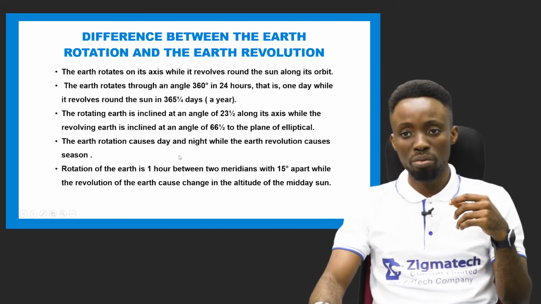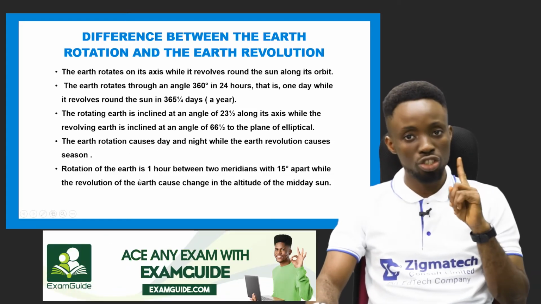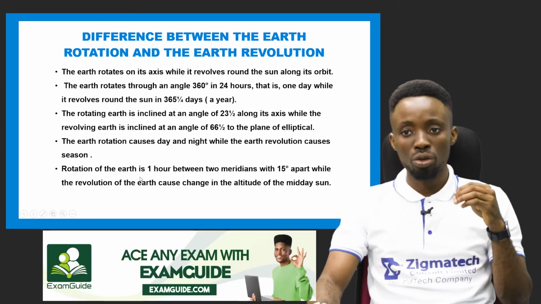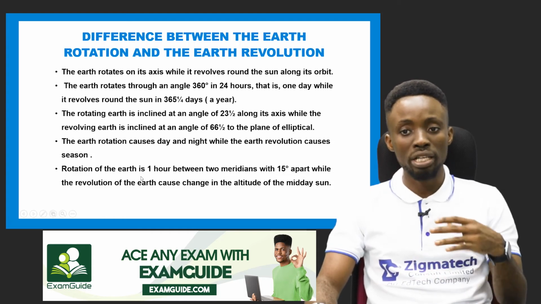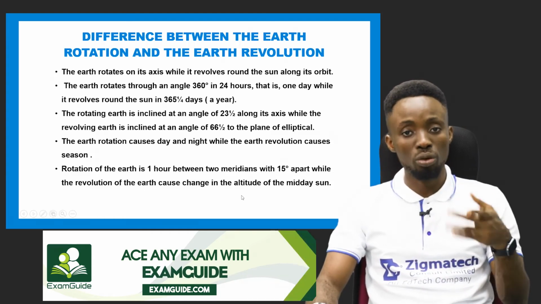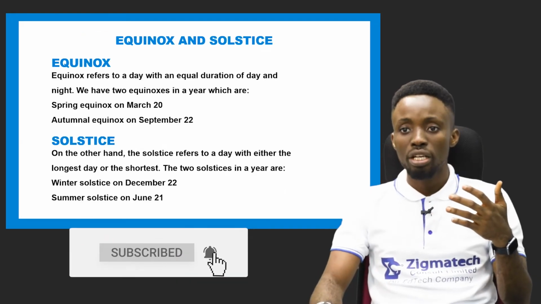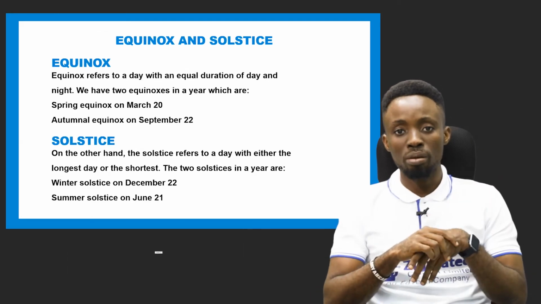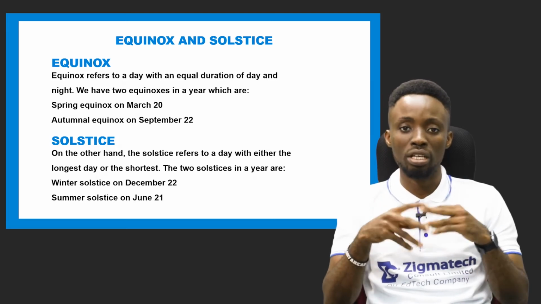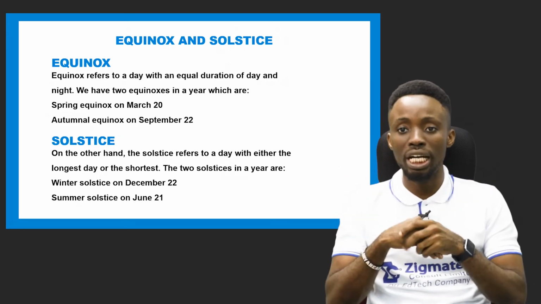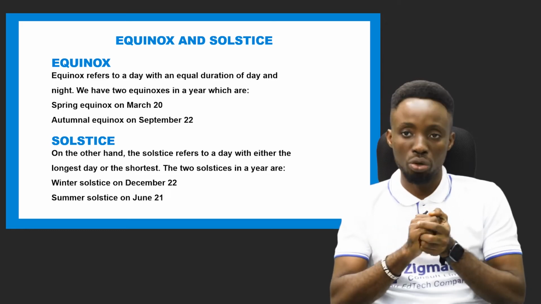Then rotation brings about day and night, while revolution causes seasons. Rotation of the Earth is 1 hour per 15 degrees of meridians apart, while revolution can only cause a change in the altitude of the midday sun. Now let's look at the two factors that bring about varying length of day and night. These two factors are called equinox and solstice.